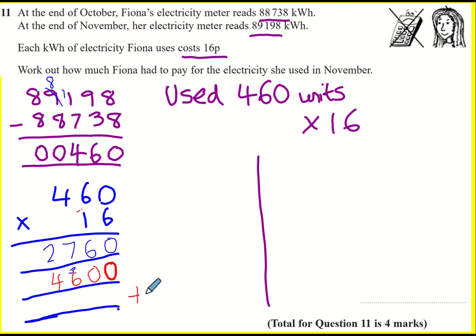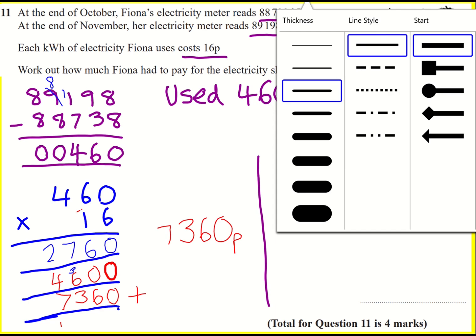And then you add these two lines together. That little 3 there was just from the borrowing on the top line, so I don't need to add that. I'm just adding my bigger digits here. So 0 plus 0 is 0, 6 plus 0 is 6, 7 plus 6 is 13, 4 plus 2 is 6, plus 1 is 7. So 7,360 pence. Let's see if we get the same result using a different method.